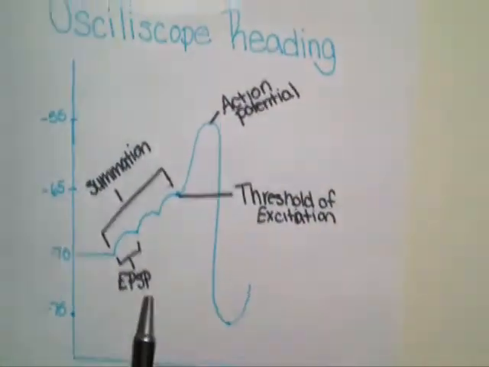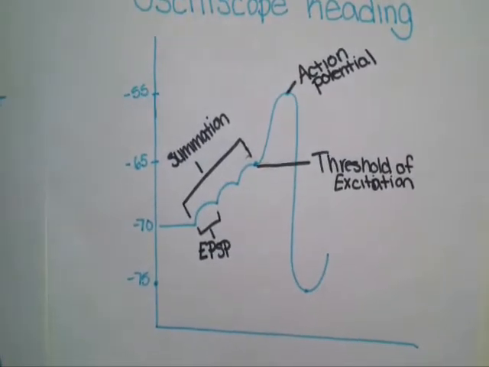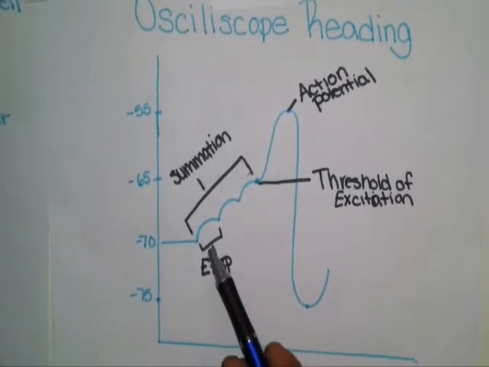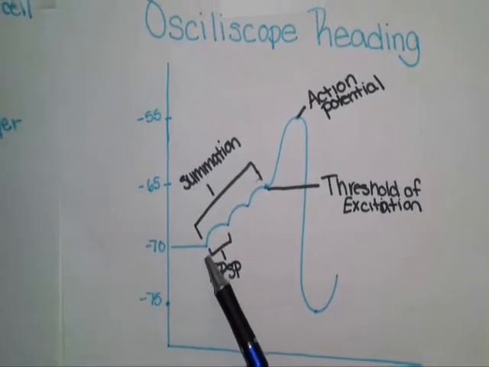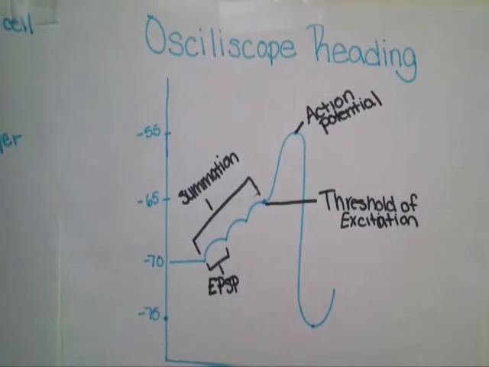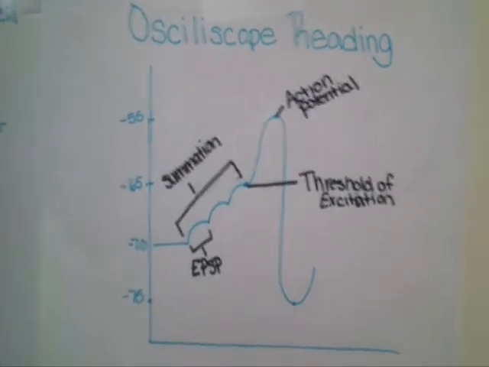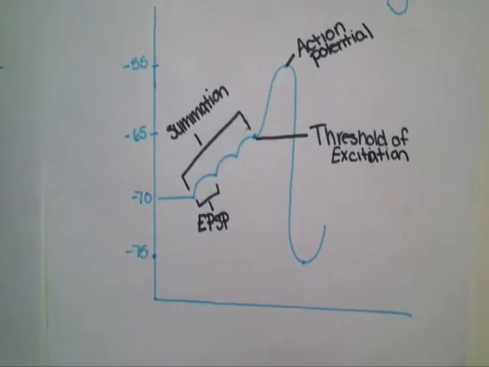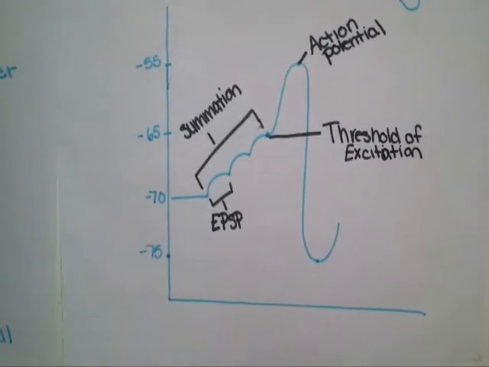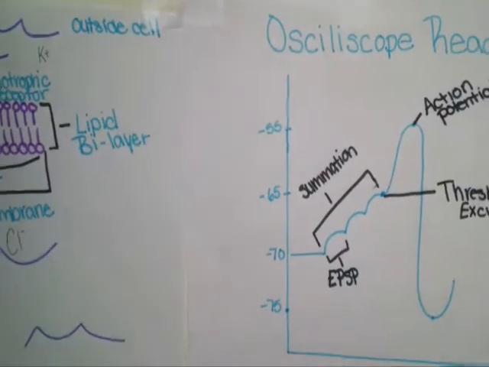When this happens, the oscilloscope reads the positivity coming into the cell and shows it as a bump on the oscilloscope reading. This is known as EPSP. When several neurotransmitters bind to binding sites on the postsynaptic membrane, several sodium ions flow into the cytoplasm inside the cell membrane, and this is called summation when there are several EPSPs.